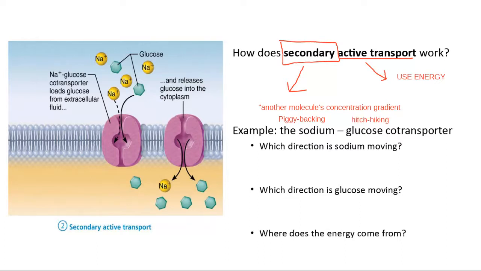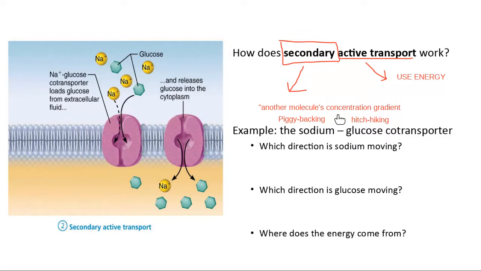In other words, somebody else is moving already. They're walking down the hallway already, or somebody else is driving down the road already. I'm just going to use the fact that they're moving, and I'm going to move with them. So in secondary active transport, please never tell me that ATP is used. We never use ATP to do secondary active transport. We're always using somebody else's movement, somebody else going downhill. I can steal that and use it to make me go up the hill.